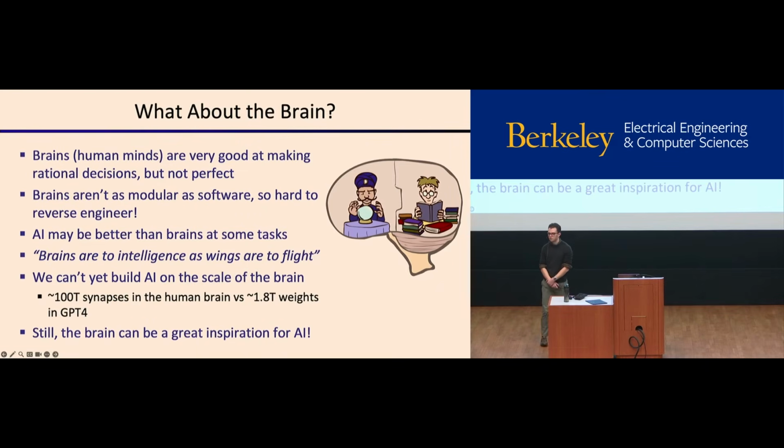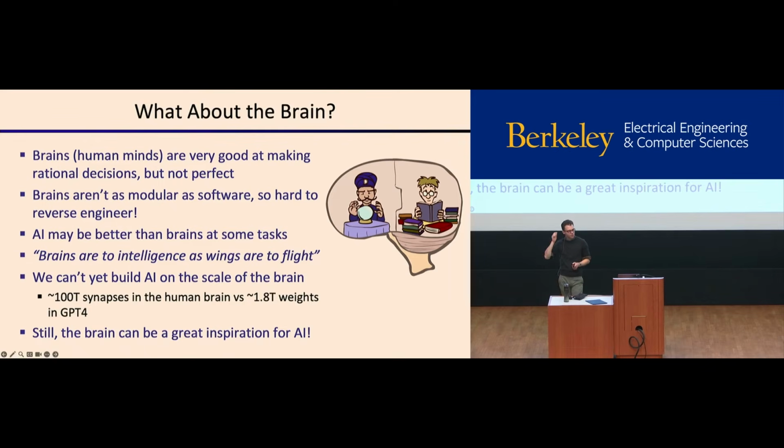What about the brain? We all have them, most of us. So human minds are very good at making rational decisions, sometimes. They're not perfect though, right? Like, who here has ever done something that they knew they would later regret? Yeah. Why would we do that if we were rational creatures? So that's one potential downside of having a biological brain.